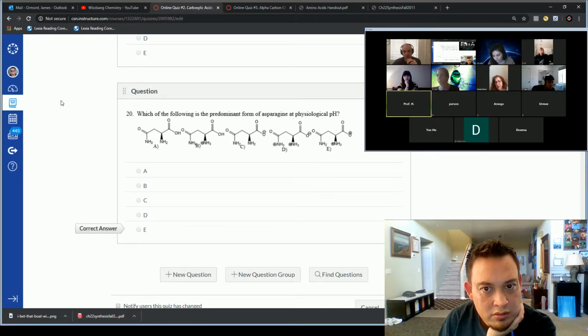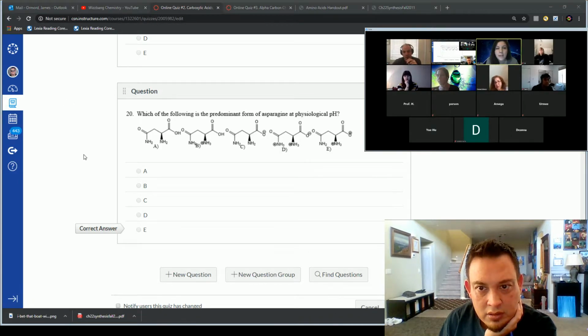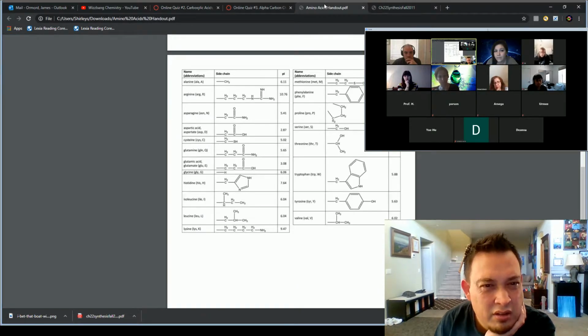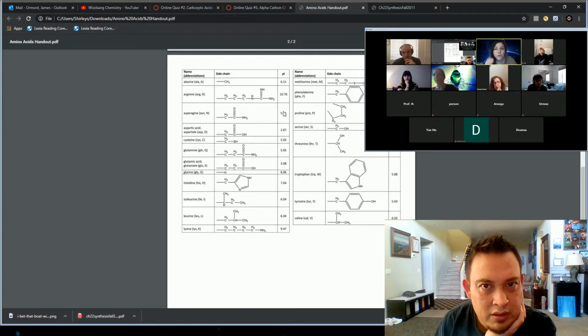What do you have for E? E looks like a neutral. That's incorrect. When we looked it up, the pI of asparagine at room temperature showed us 10.76. Maybe that's a mistake on the handout. That's the only reason we chose E.